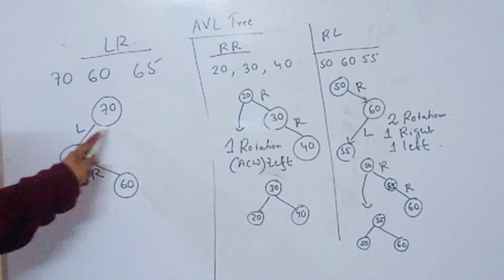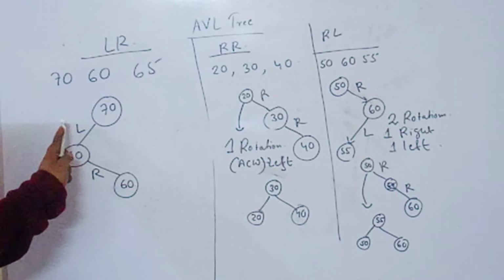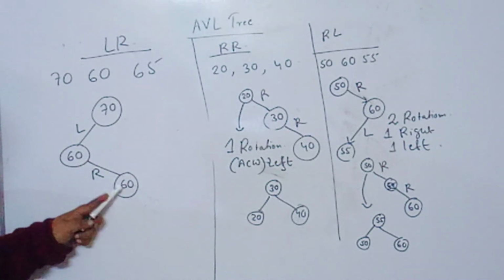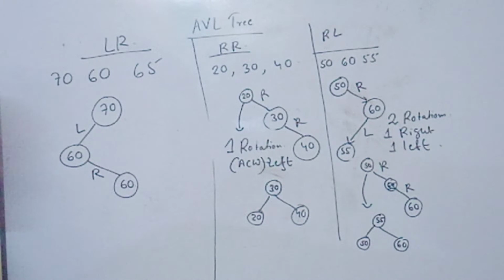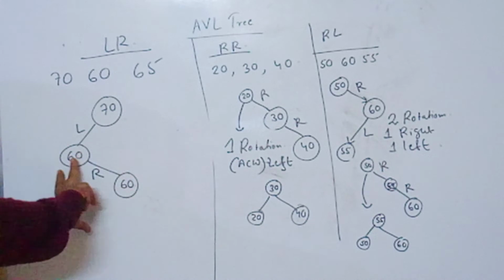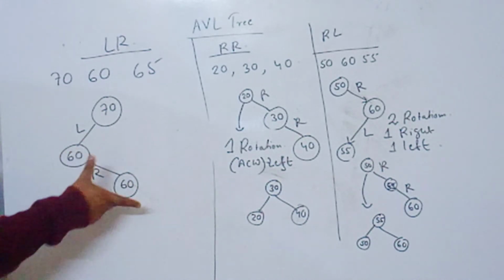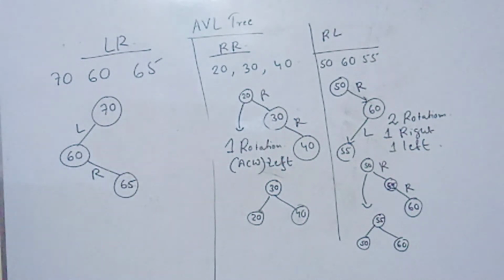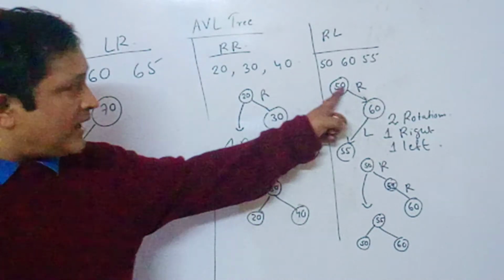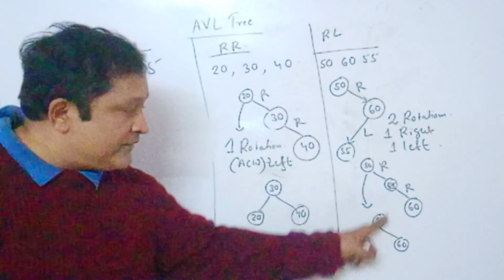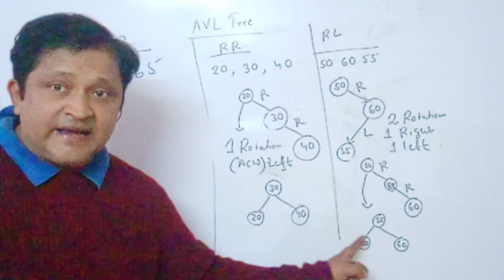This is an unbalanced tree. What to do? First of all, for the right imbalance, to remove it, we have to go for the anti-clockwise rotation. Like this: 65 will come in place of 60. First we make it an LL. Likewise, in the RL imbalance, we first convert it into the RR imbalance. Then we convert it into a balanced AVL.